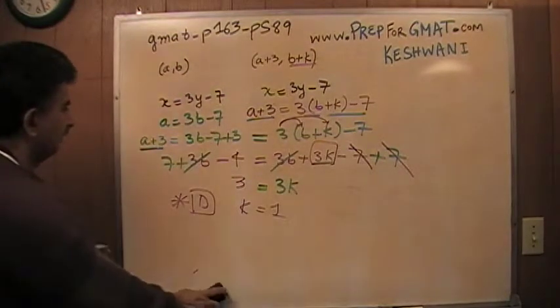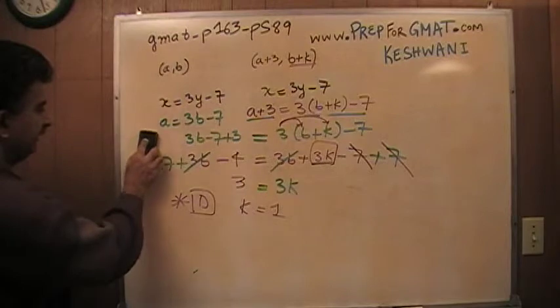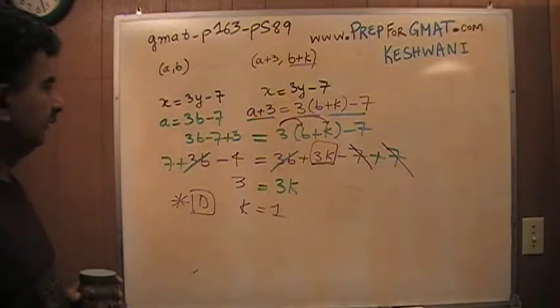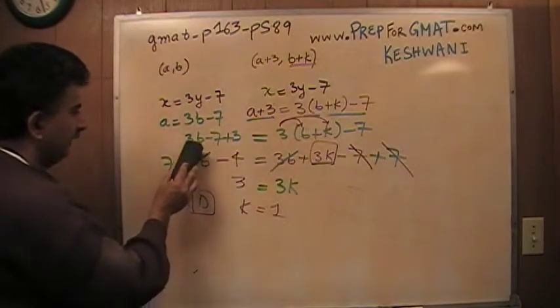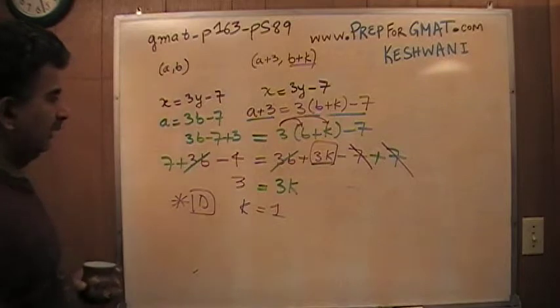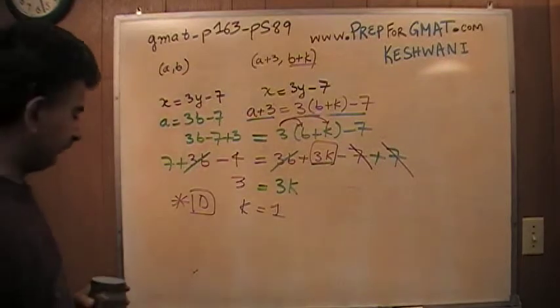By this point we don't need this part. That's it. And we just solve for k, that's all it is. We just solve for k, it becomes very simple. As soon as you open this parenthesis, 3b and 3b cancel out, and the rest is very simple.